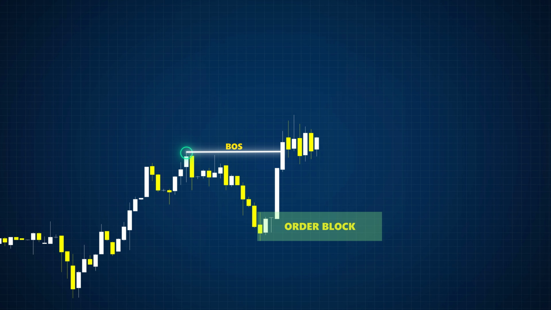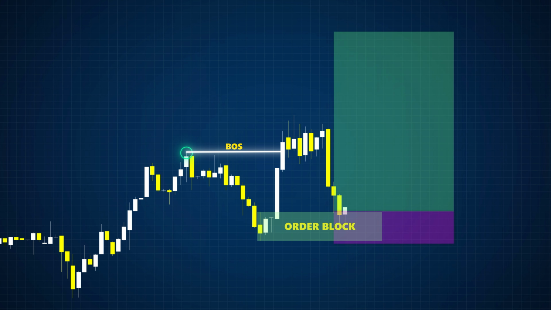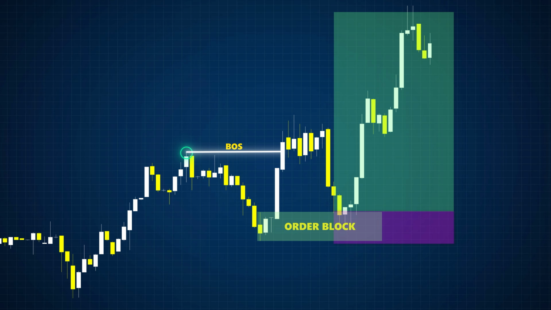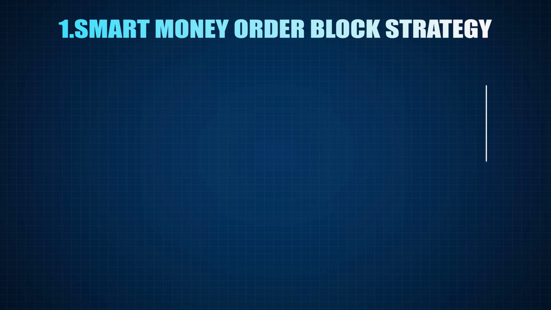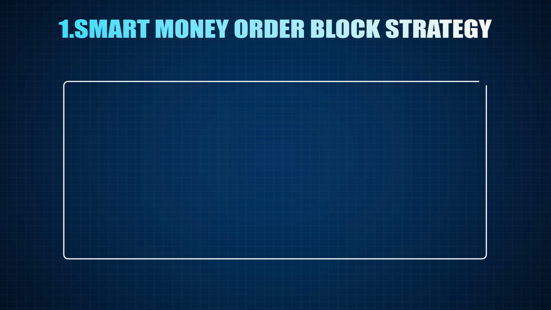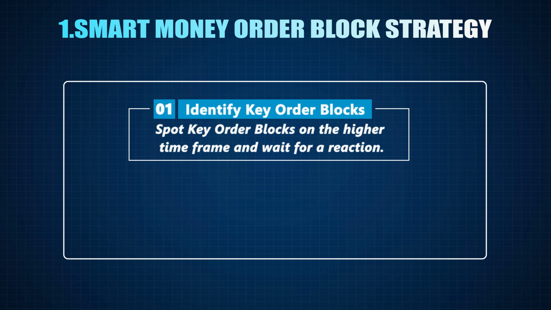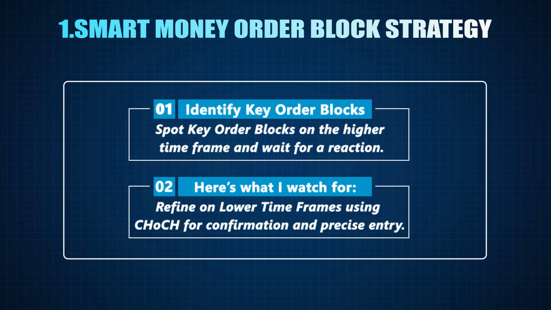But the real question is, how do you actually use these strategies in live trading to get the best results? Most traders overlook the key details, but if you stay with me, you'll see exactly how to make them work. This could be the turning point in your trading. Let's dive in. Starting with the first strategy, we'll use one of the most powerful entry techniques, order blocks. First, analyze the higher time frame to spot key order blocks. Then, drop to the lower time frame, wait for a change of character, and refine your entry for maximum precision.